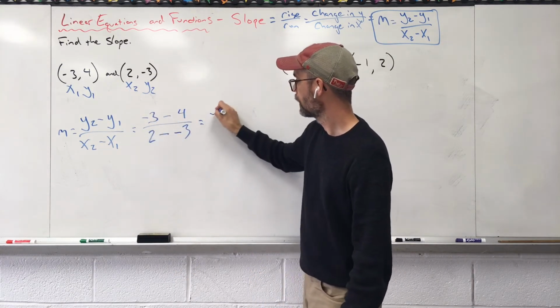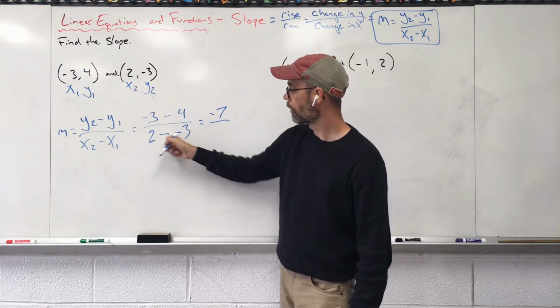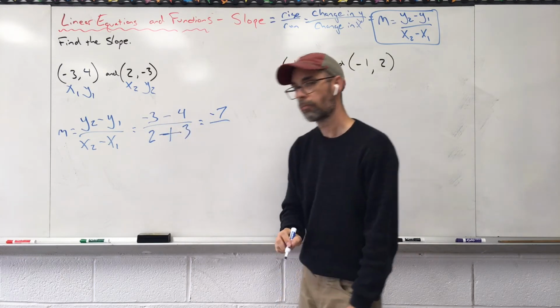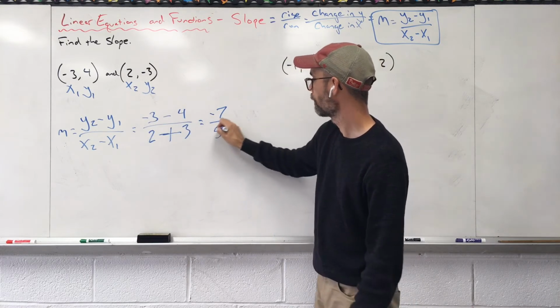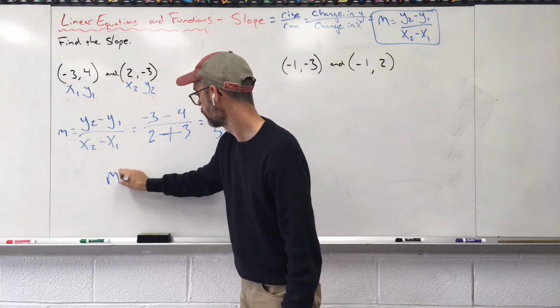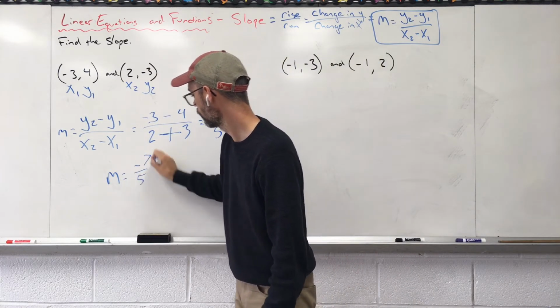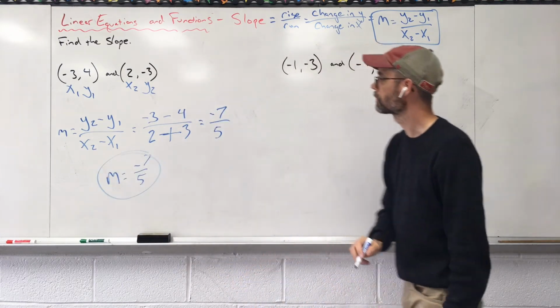-3 minus 4 gives me -7 on the bottom. When you have two minus signs next to each other, plus sign, 2 plus 3 gives me 5. My slope, -7 over 5. Okay.